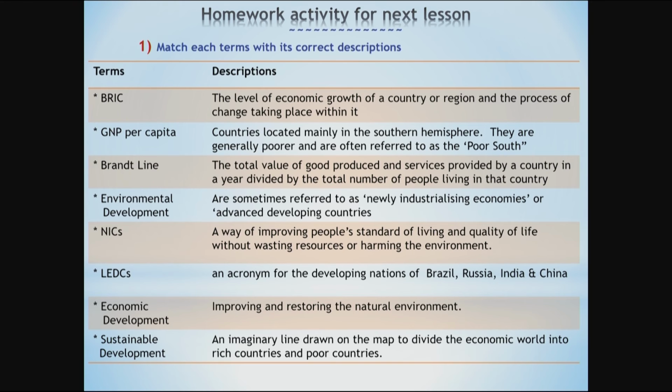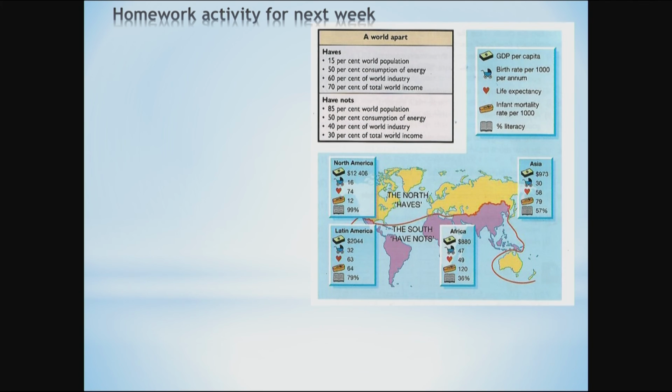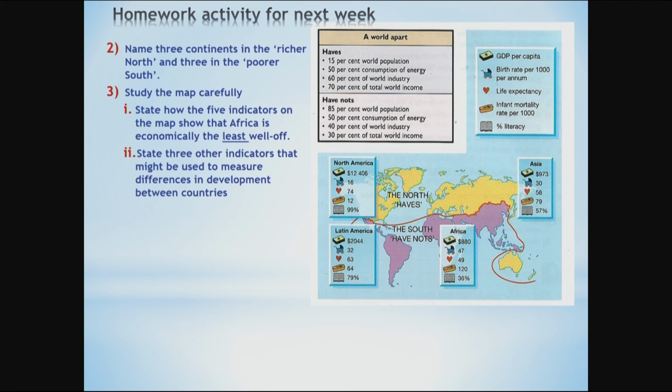Okay? Next, let us now look at the 3 questions which we will complete for next week. For question 2, you're going to use the map to your right with the key. Name 3 continents in the richer north and 3 in the poorer south. You might use your atlas to find out the countries that are above the Brandt line and also the countries below the Brandt line.